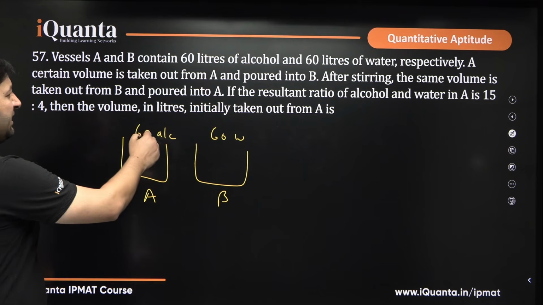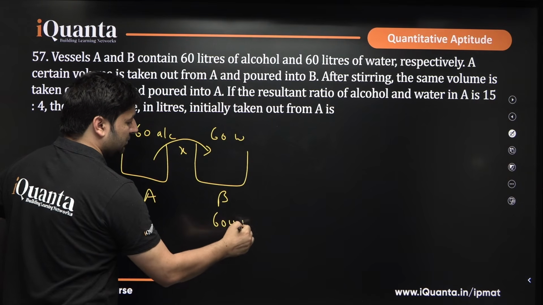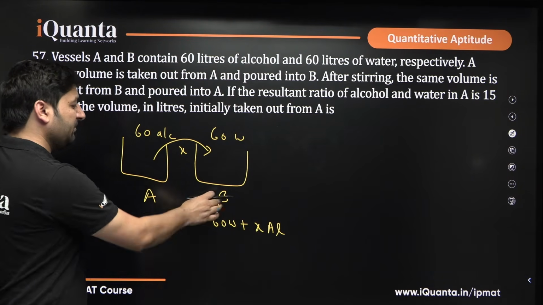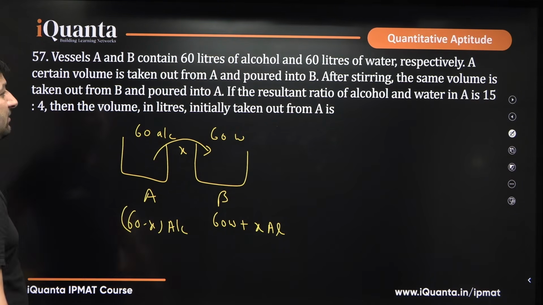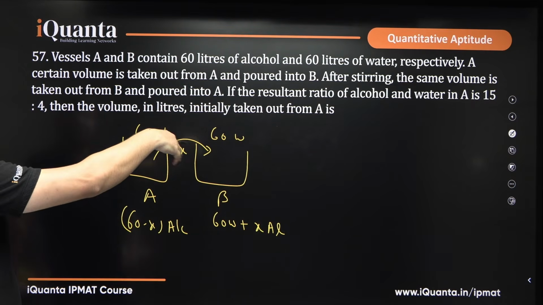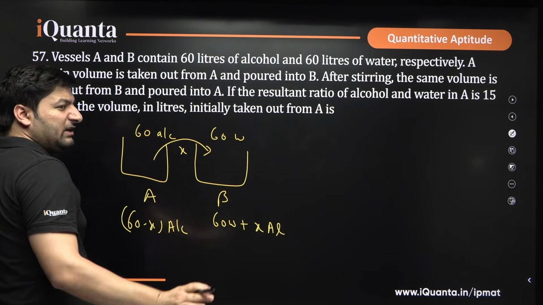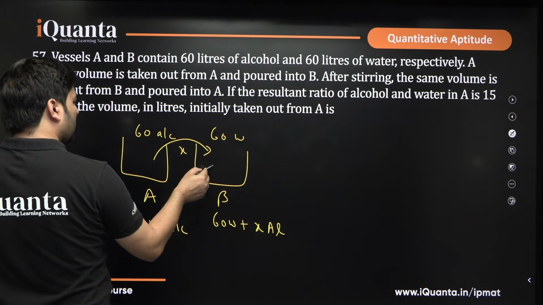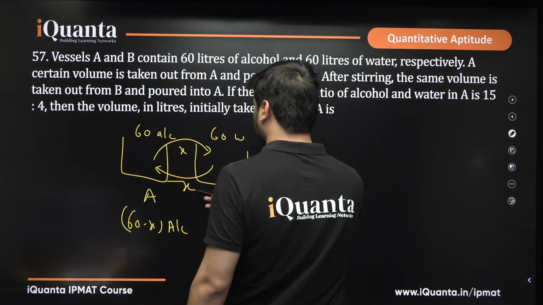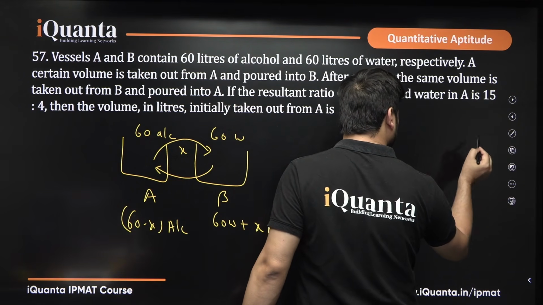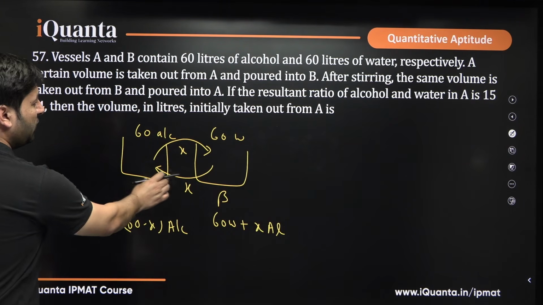A certain volume is taken out from A and poured into B. So, suppose X is taken out, so there will be 60 water plus X alcohol in B, and there will be 60 minus X alcohol here after the first step is done. After stirring, the same volume is taken out from B. So, stir it, alcohol and water is there, evenly mixed. Now, we take out X amount, the same amount of liquid that was taken out earlier. So, we are going to take X only from here, and it has to be put back into A.